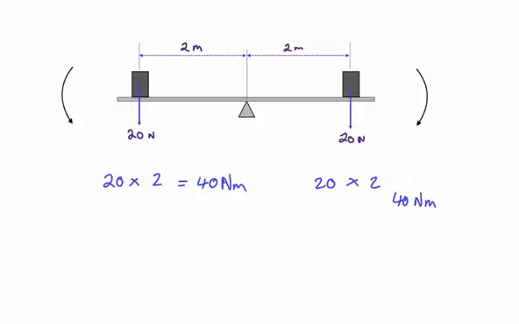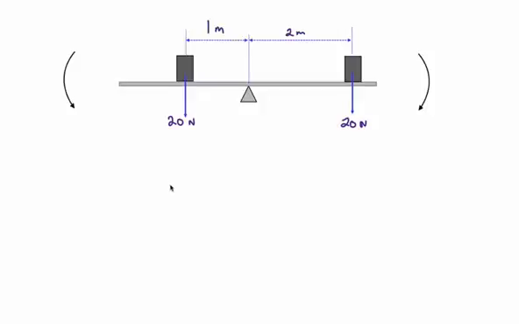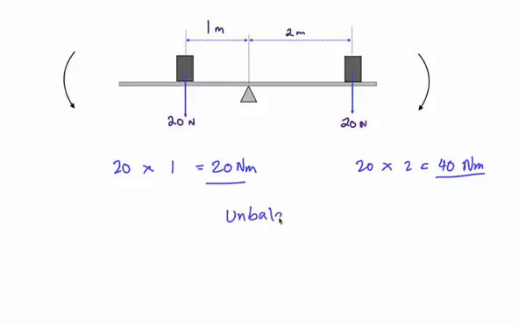Right, so sometimes we have a situation where the two distances might be different, and we can see what happened in this scenario. On our anti-clockwise side, we have the force of 20 times a distance of 1, and that gives us 20 Newton meters, and on this side it's the same as before. We have 20 times 2 equals 40 Newton meters, so we can see the clockwise moment is larger than the anti-clockwise moment, so this thing is now unbalanced, and it will topple over or tip over in the clockwise direction.